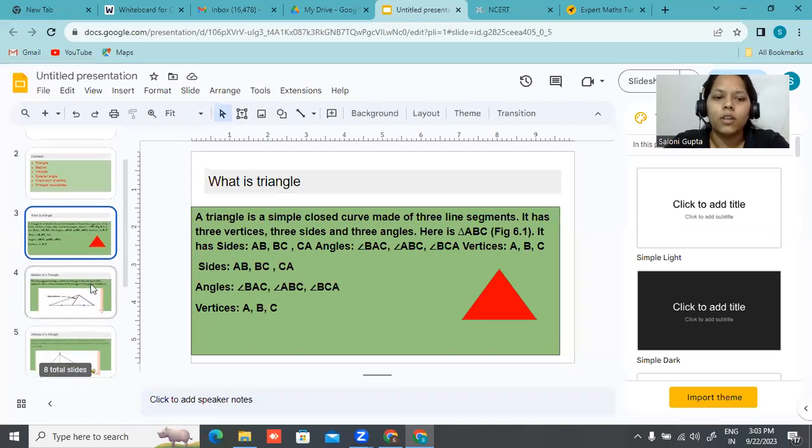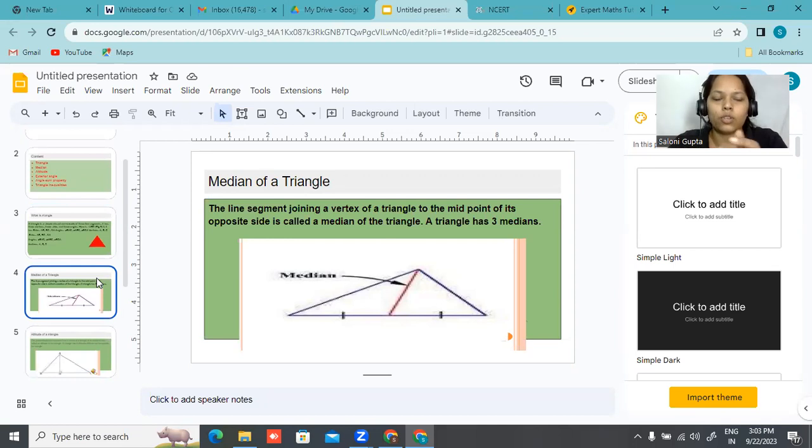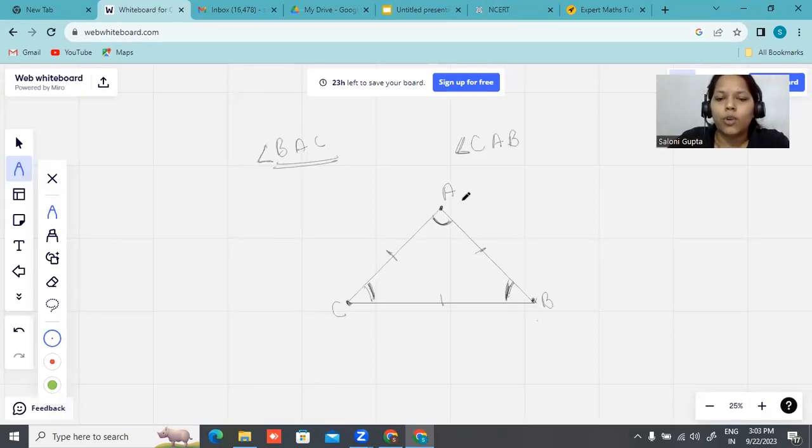Then we can see the median of a triangle. First we learned what a triangle is, then the median of a triangle. In the median of a triangle, suppose this is the triangle. I draw a line segment from A to the opposite side BC, which I am calling AD. This line is dividing my opposite side into two equal parts. Here you can see this is CD and this is BD. So CD and BD are divided equally, so BC is divided into two equal parts, CD and BD. So this is the median.